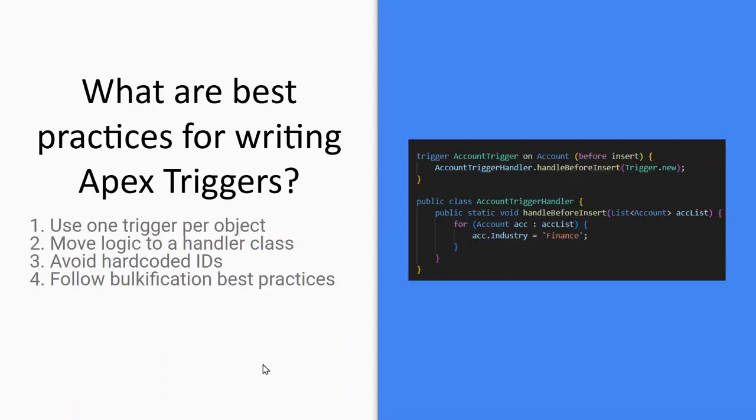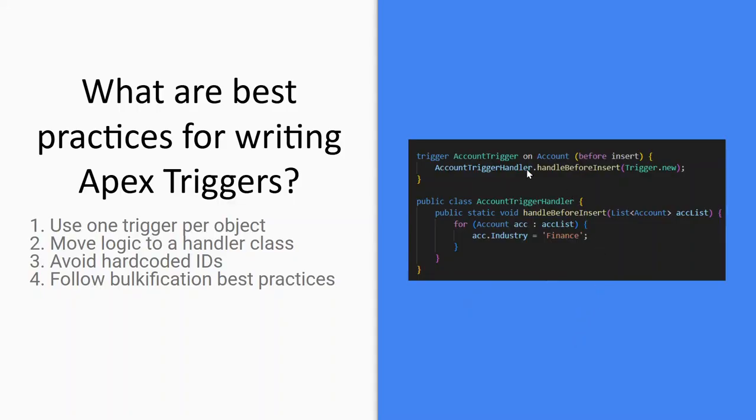The last question is, what are best practices for writing an Apex trigger? There are many best practices which should be remembered while writing an Apex trigger, but I have pointed out a few here. We should use one trigger per object, and we should move logic to a handler class. Also, we should avoid hard-coded IDs, and we should always use bulkification for our trigger logic.